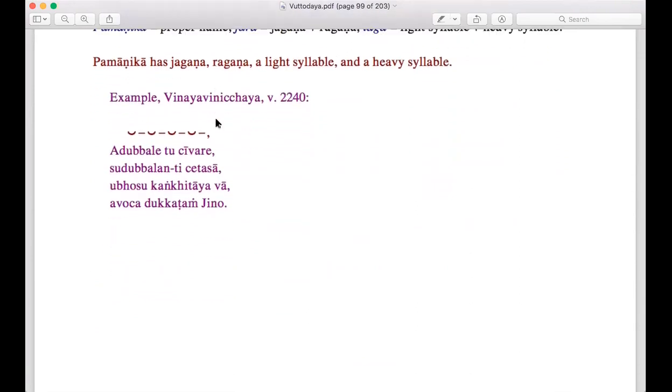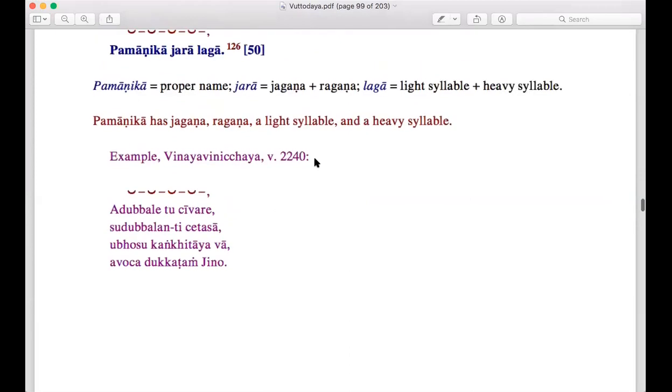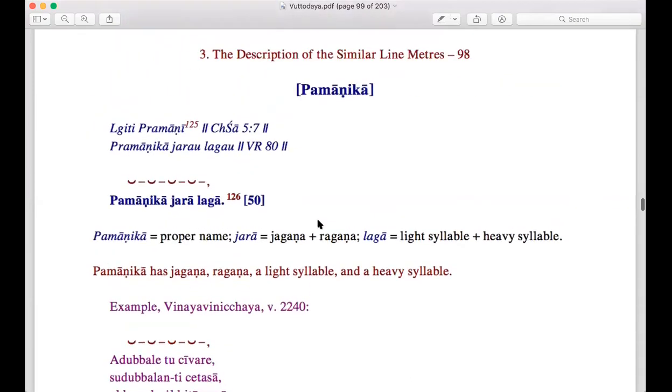An example is there from Vinaya Vinichaya. This is like a real text, right? This is not a commentary or some explanation which follows Vuttodaya. This is a real Vinaya text, Vinaya Vinichaya. But this is also written after Vuttodaya, after Pāli Prasadi was written. The example is: Adubbale tu chivare sudubbalanti chetasa ubhosu kankitaya va avocha dukkatang jino. This is the example for Pamanika verse.